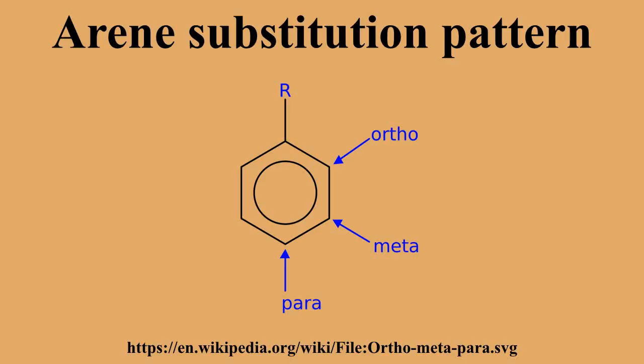In the diagram, these positions are marked R in ortho. In meta substitution, the substituents occupy positions 1 and 3. In para substitution, the substituents occupy the opposite ends. The xylenes serve as an example for these three types of substitution.